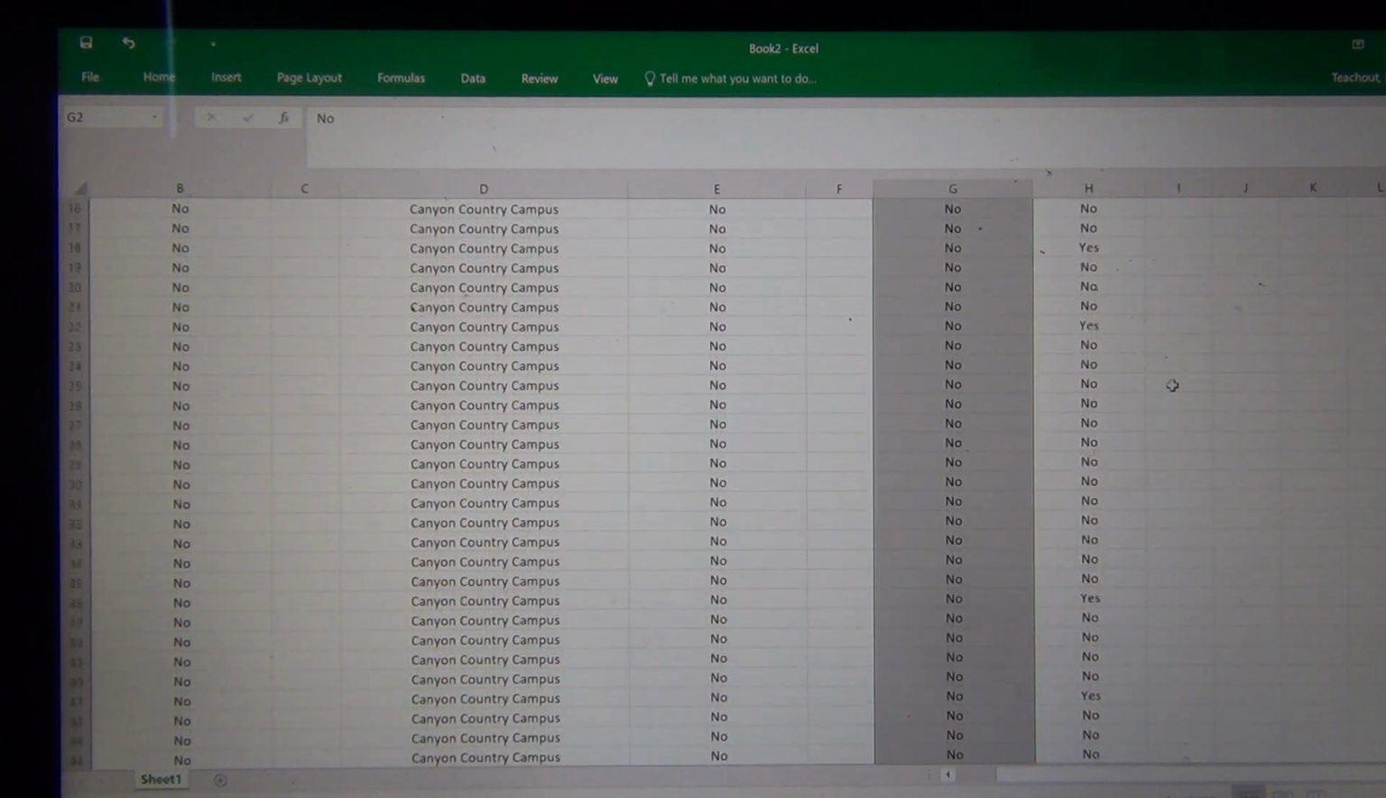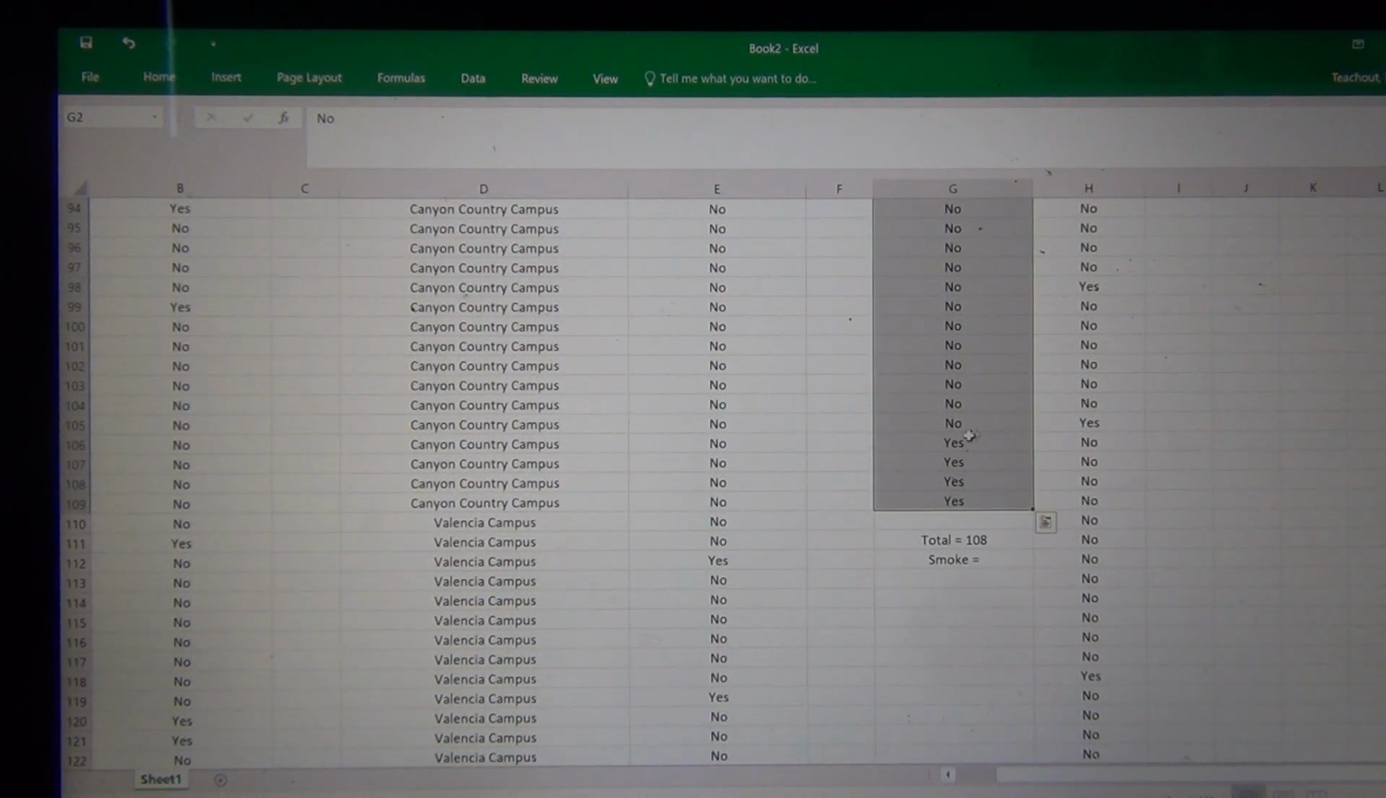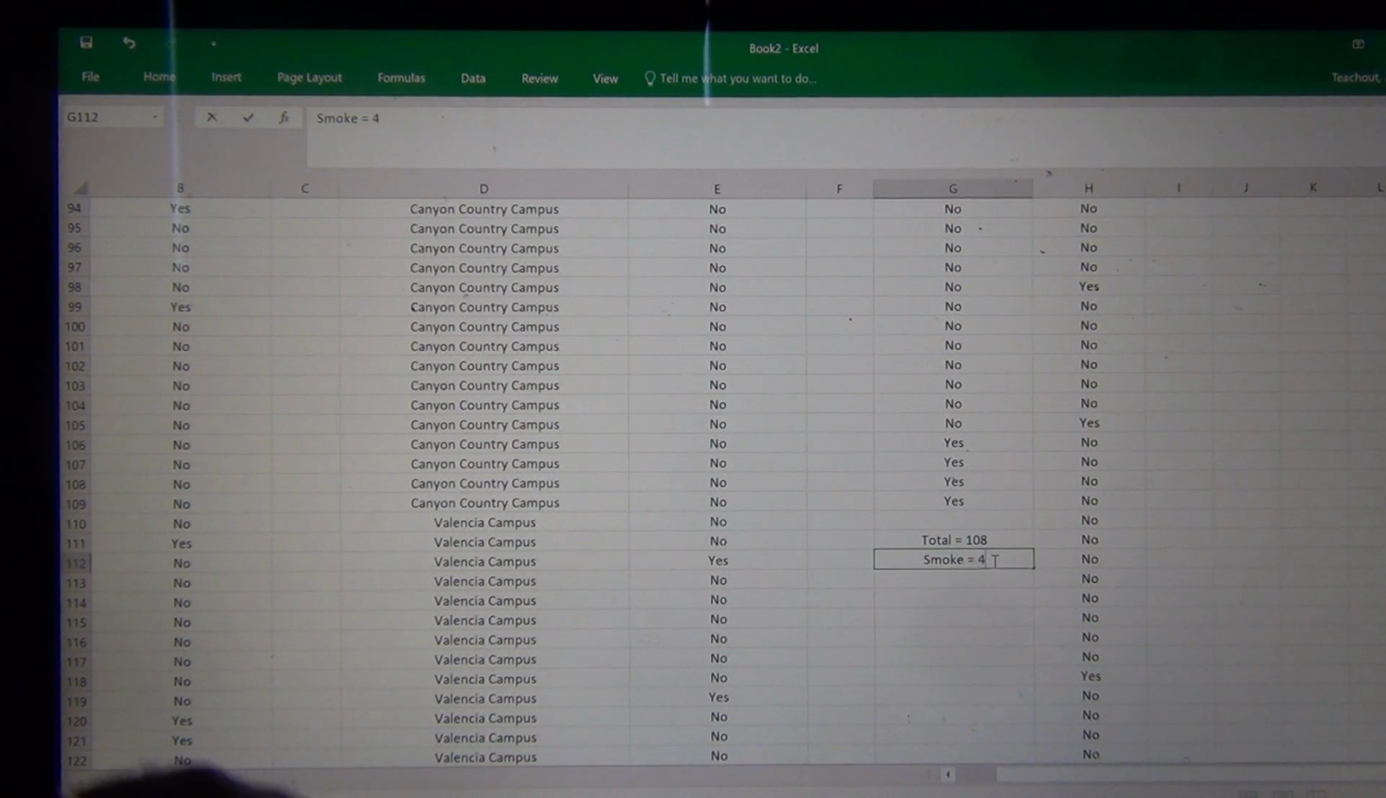And there we go. So I got all the no's and the yeses now in alphabetical order, and I could see the four yeses at the bottom. So there's really only four people out of 108 that said that they smoke cigarettes at the Canyon Country campus. So this was stat students at the Canyon Country campus.